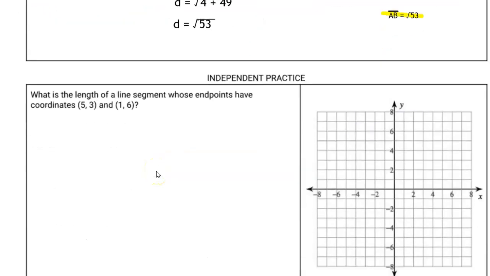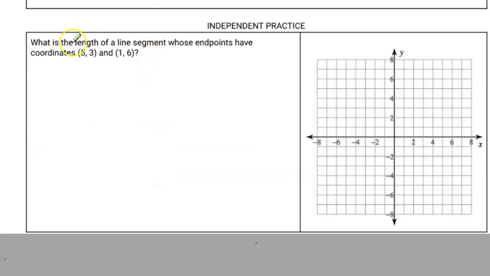And the last step of this video is for you to do some independent practice. What is the length of a line segment whose endpoints have coordinates (5, 3) and (1, 6)? Go ahead and try that problem out. Pause the video for a moment and then come back to see if you got it right.